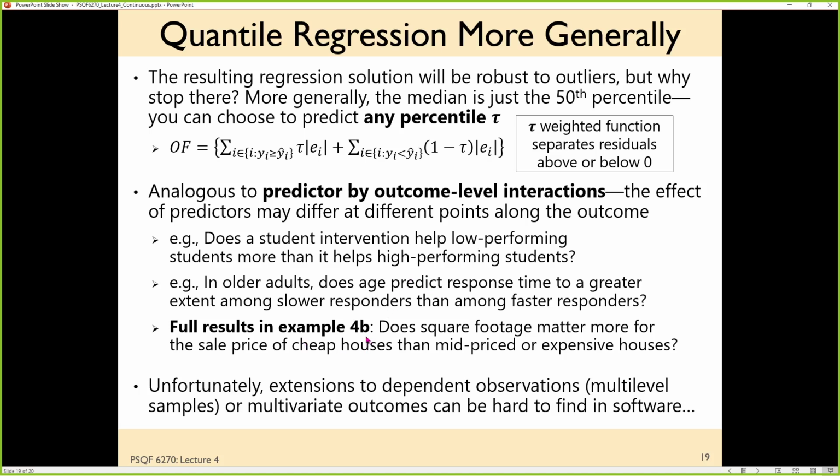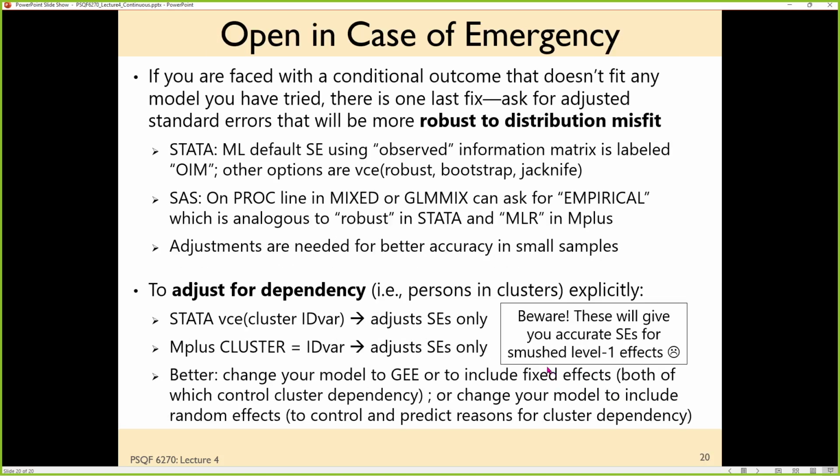So for instance, in the example that it looks like we're going to do next time, I'm asking whether square footage matters more in predicting home prices amongst the cheap houses versus the expensive houses. So are the same factors important in predicting house price amongst houses of various ranges in price? That's the example that I have to go with.